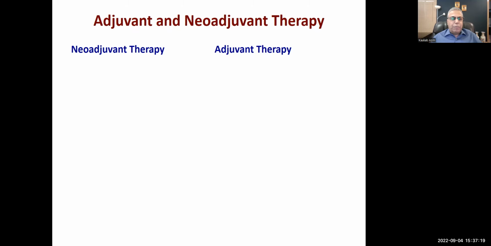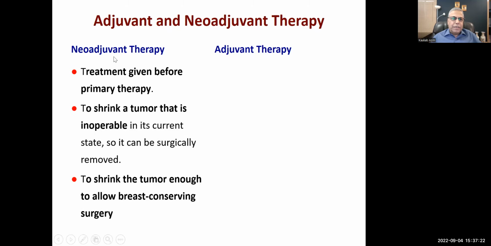Neoadjuvant means given before surgery. So treatment given before primary therapy, which is surgery, to shrink a tumor that is inoperable in its current state or size, so it can be surgically removed. To shrink the tumor enough to allow breast conserving surgery. So these are the objectives of neoadjuvant therapy. Now, adjuvant therapy is given after surgery. You perform the surgery, you take out the cancer, but there is always a possibility that some cancer cells have been left behind in the body, which is known as residual disease.